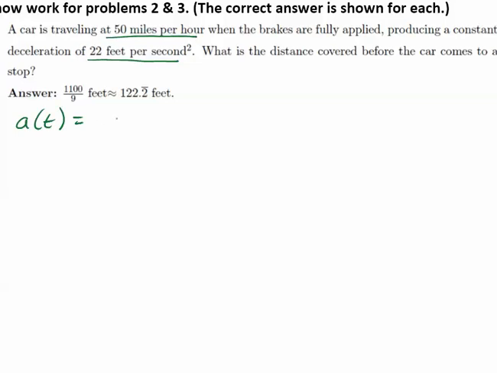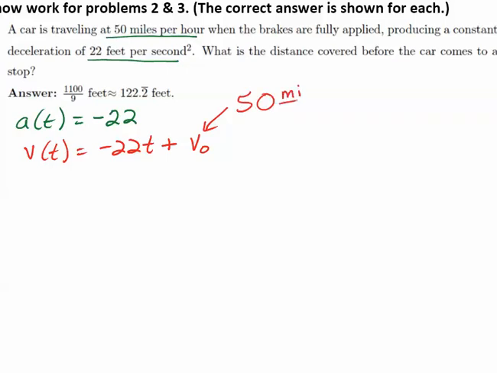So working backwards, we know the acceleration is always negative 22 since you're decelerating. So let's work backwards to find our velocity function. So negative 22t plus some initial value c. That would be what you get when time is 0. So instead of calling it c here, I might call it initial velocity. And notice here that we think, oh, initial velocity was given, but be a little careful about the units here. Notice the deceleration is in feet per second squared, and our velocity is in miles per hour.